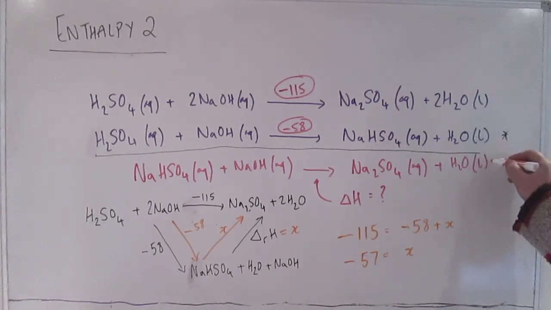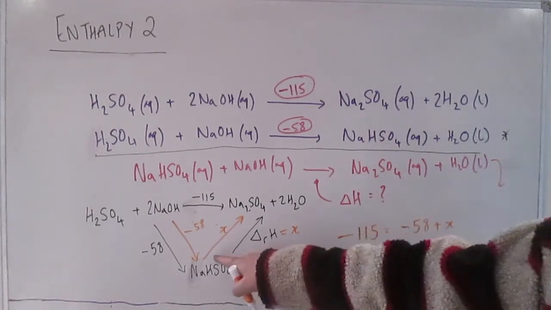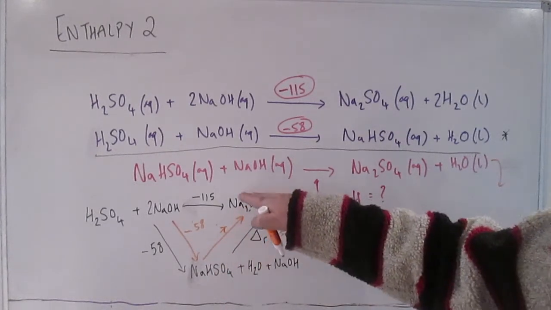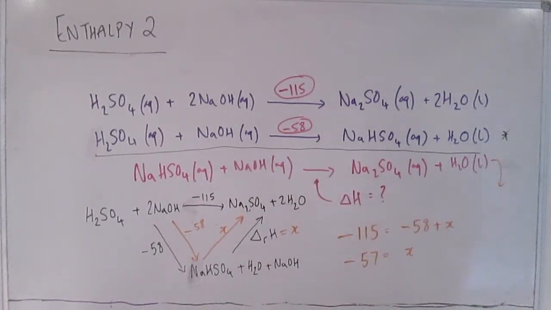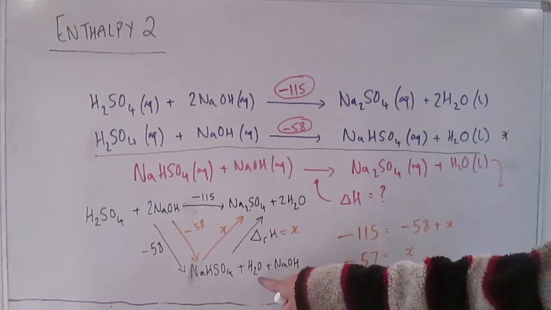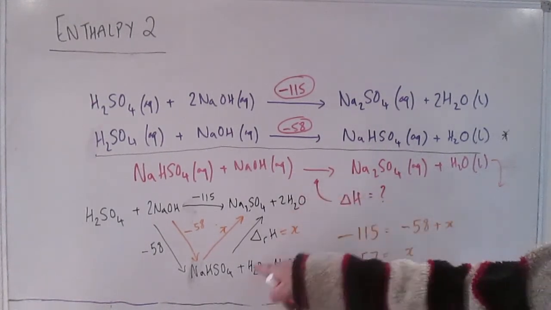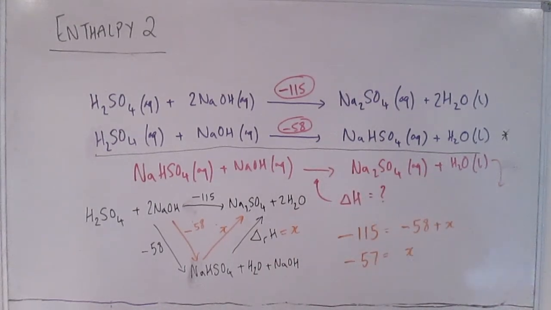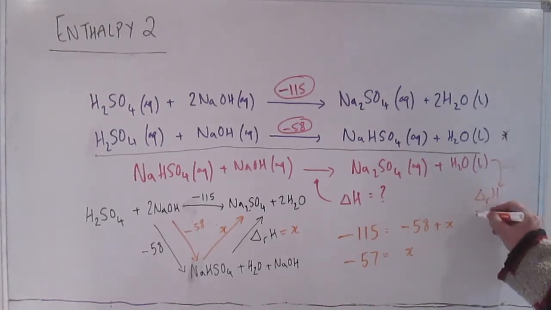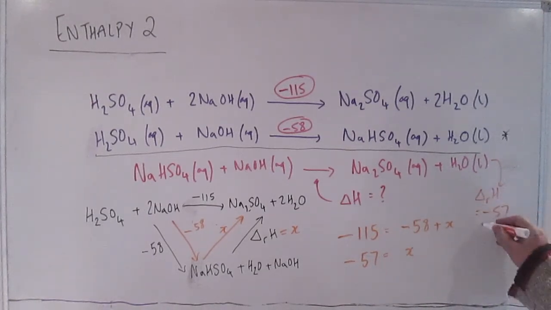So for this reaction here, because that's in effect what's happening in this third leg, that NaHSO4 is being converted into Na2SO4 by reaction with sodium hydroxide, the equation just looks slightly different because of this extra water that's being carried across, but it's not reacting, so it doesn't make any difference to the delta H. So delta H of reaction is equal to minus 57 kilojoules per mole.